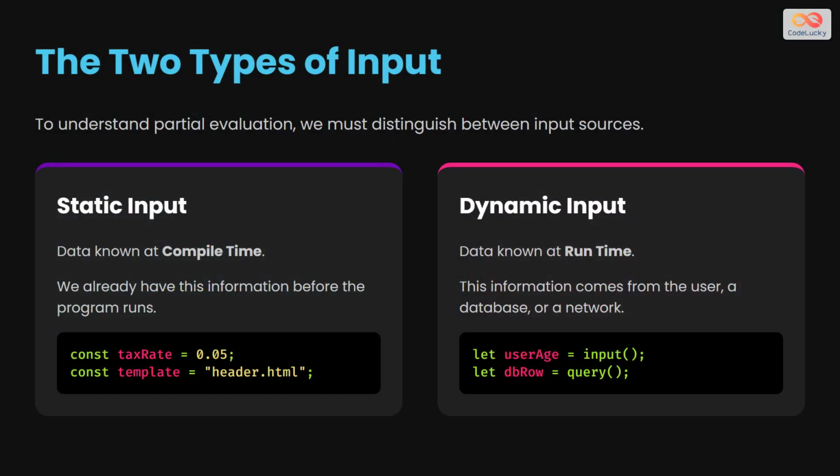To understand how we achieve this, we need to categorize our data. We have static input, which is information known at compile time, like constant configuration values. Then we have dynamic input, which is information we only get when the program runs, like user input. Partial evaluation exploits the static input to do work early.